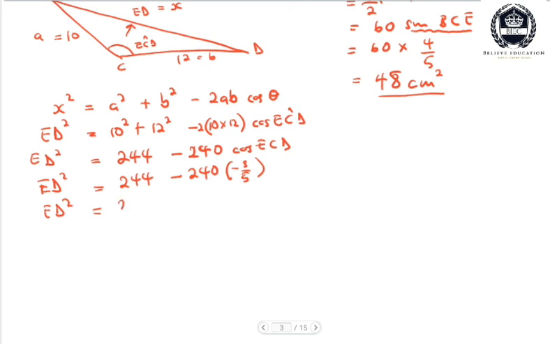So for this, we now say this is our ED squared. So this one will be 244, then minus 3 over 5 by 240, it will give me minus 3 over 5 by minus 240, it will give me plus 144. Then at the end of the day, we have 388 being equal to ED squared. So this would be in centimeters, right?